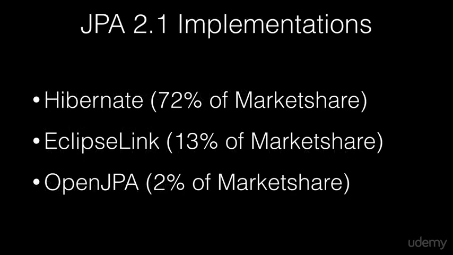Now, for the JPA 2.1 implementations, Hibernate has 72% of the market share, while Eclipse Link has 13%, which is actually the reference implementation for the API. And then OpenJPA has just 2% of the market share.